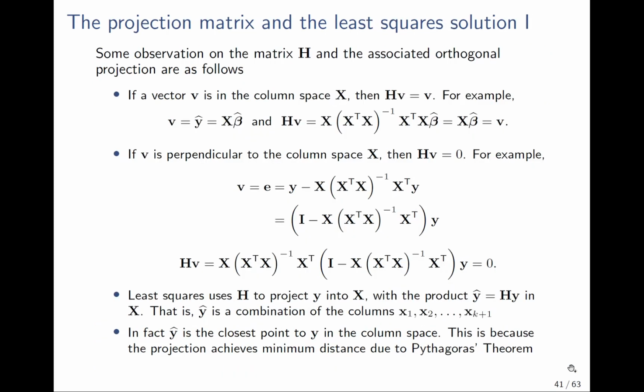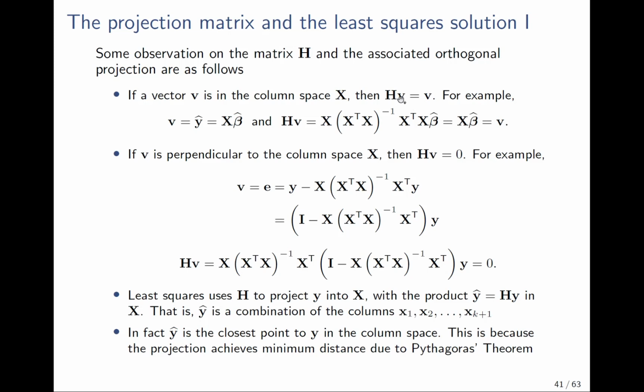So I want to just finish this section by making some observations on the hat matrix and its associated orthogonal projection. If a vector v is in the column space of X, then a property of the hat matrix is that pre-multiplication of v by H will get us back to v. So for example, we know the fitted values are in the column space of X, because the fitted values can be expressed as an exact combination of X through beta hat. If we multiply H by the fitted value, we get this expression here, which gets us back to X beta hat, which equals v.